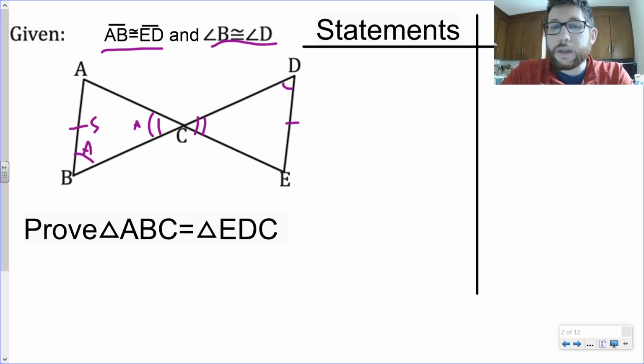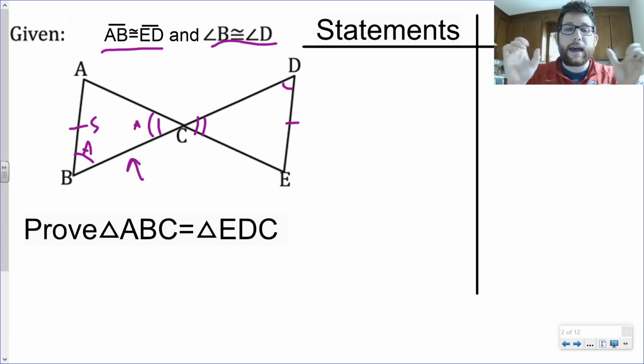Well, angle, side, angle has to have the side trapped in between the two angles, or contained, or included side is sometimes what people will say. So the angles need to have the side in between the two angles in order for this to be angle, side, angle. Otherwise, it's angle, angle, side. So this is going to be angle, angle, side.